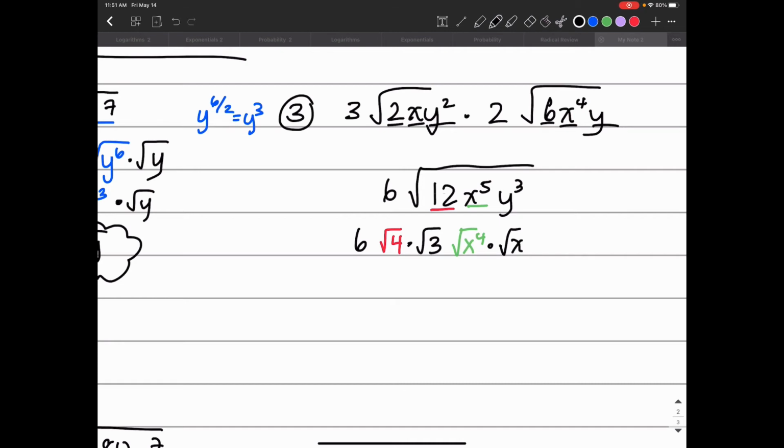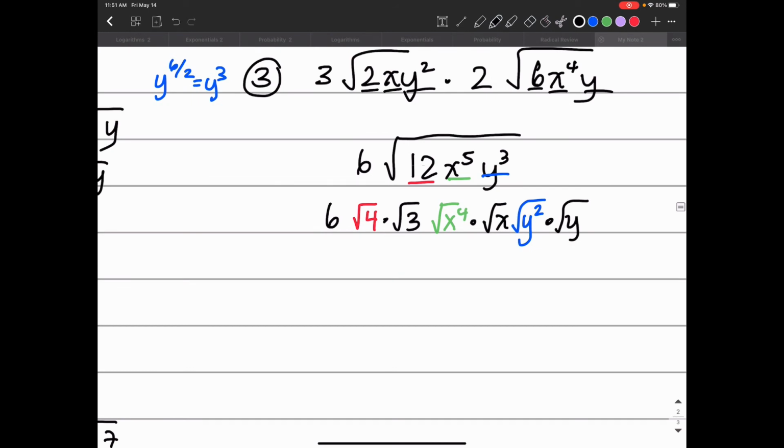And lastly, I have this y cubed. I can break that down into, or the biggest perfect square inside of that is y squared. So I have the square root of y squared, times, you need to multiply by y to get that y cubed. So now that I've broken everything down like this, I'm going to just change my perfect squares to what they are.